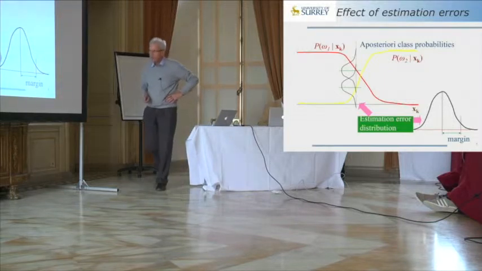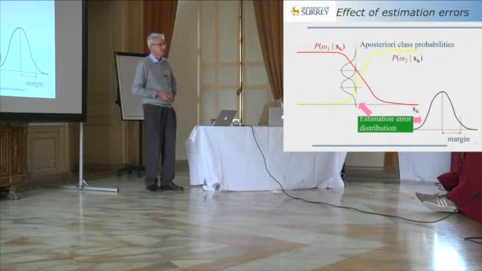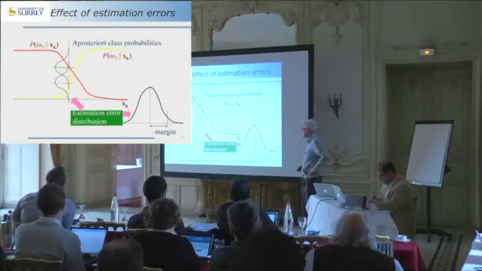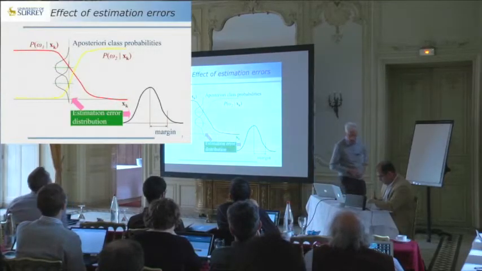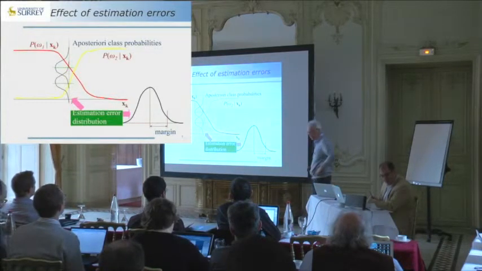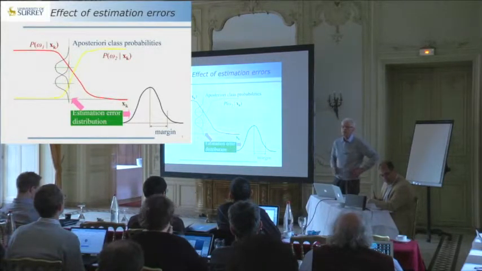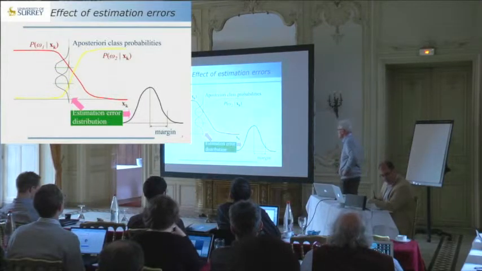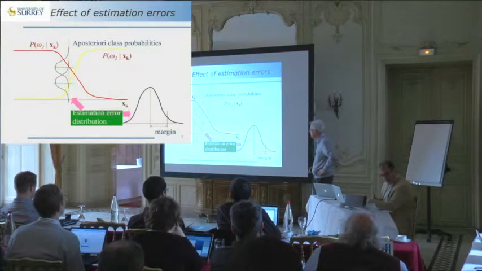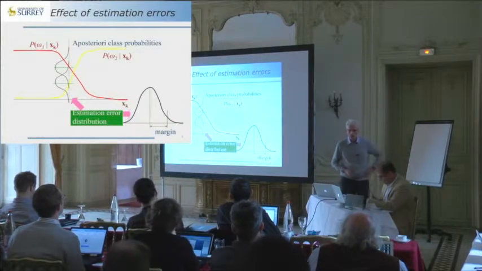If you have a two-class problem, and this is just in the one-dimensional case, so a very simple problem, here I have my a posteriori probability functions, and if I want to decide about the class membership of this measurement, then I compute the a posteriori probability value and make a decision, basically using the Bayesian rule: assign the observation to the most probable class. Now that's, of course, in theory.